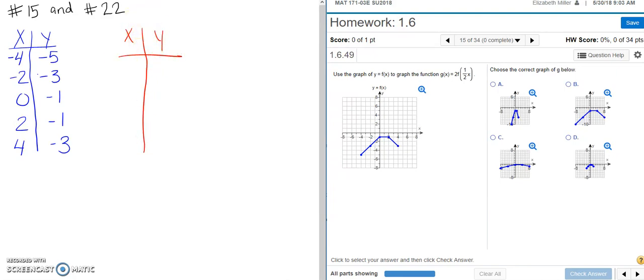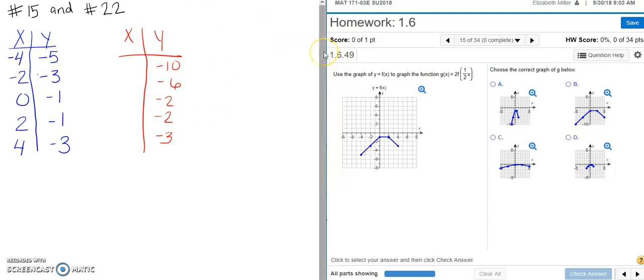Okay, so for the vertical stretch, that's the 2 on the outside, we're going to multiply all the y values by 2. Multiply the y values by whatever number is on the outside. So -10, -6, -2, -2, -3.